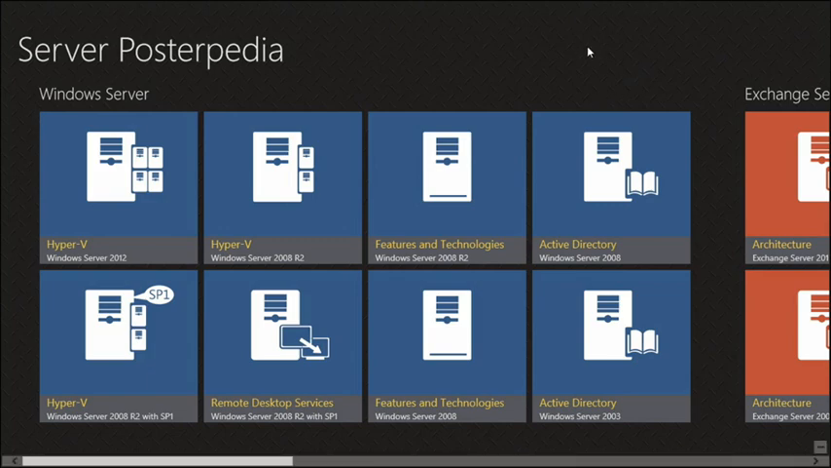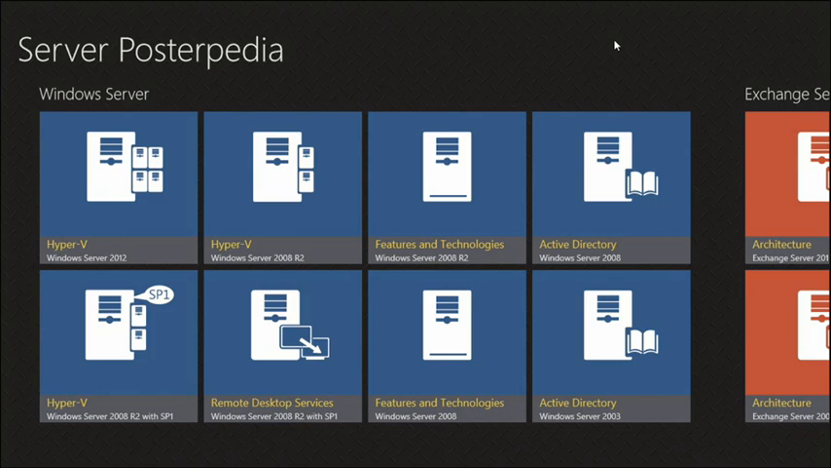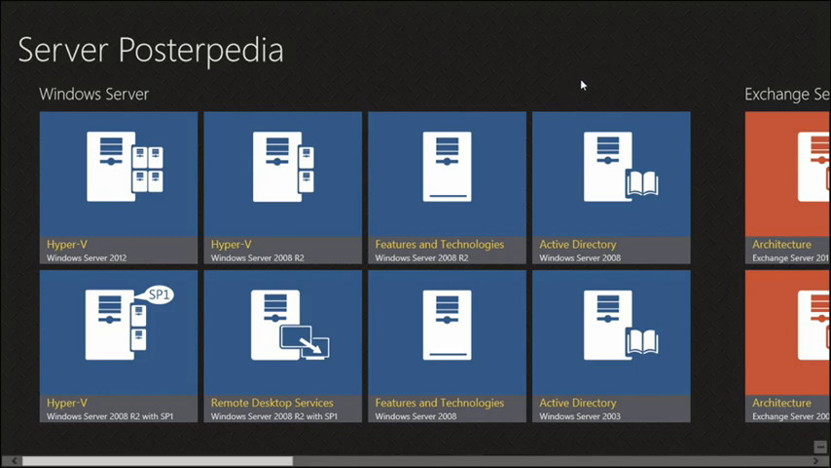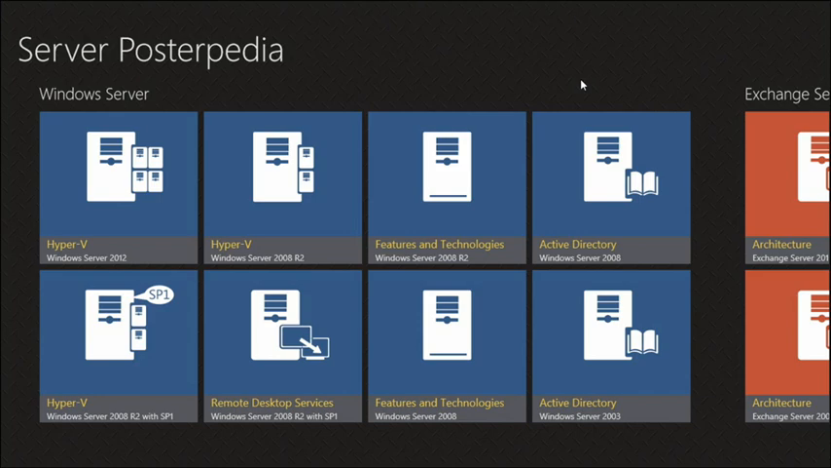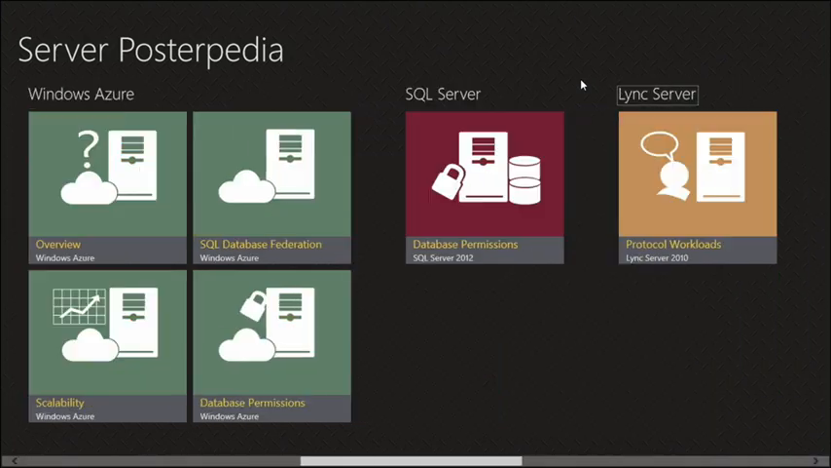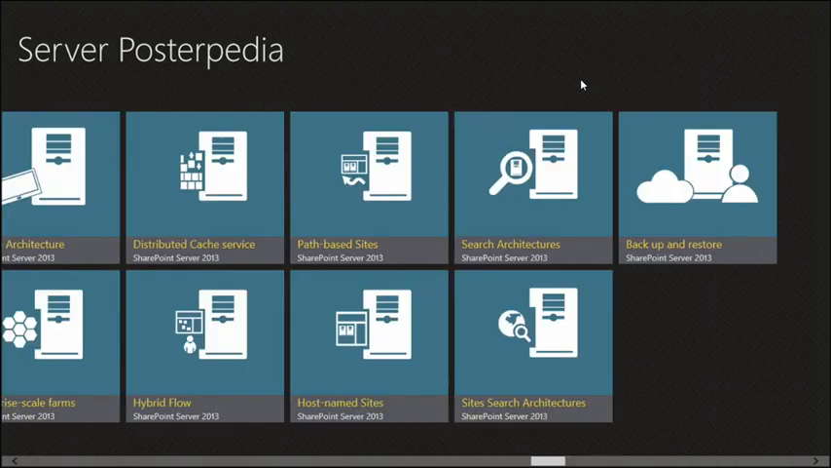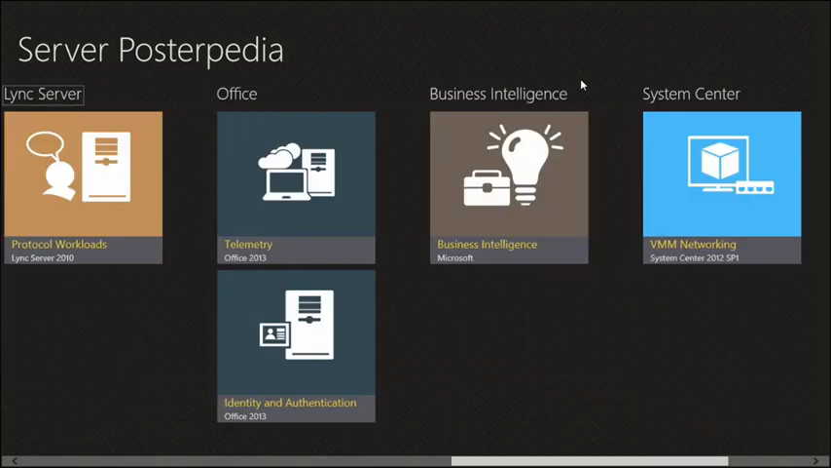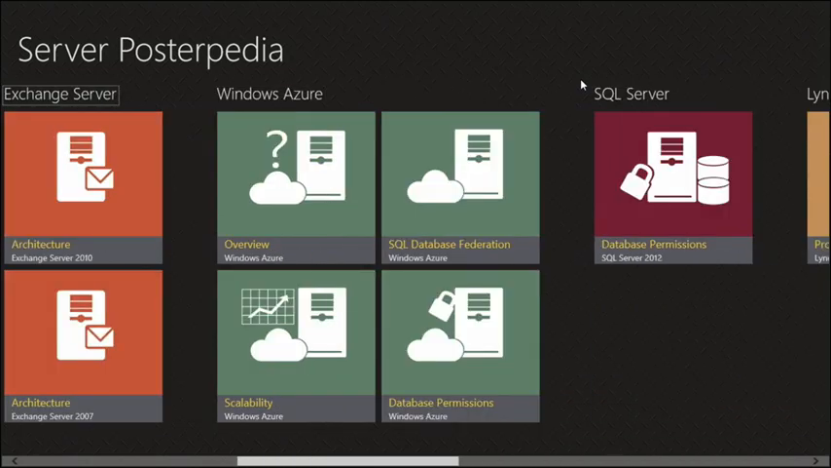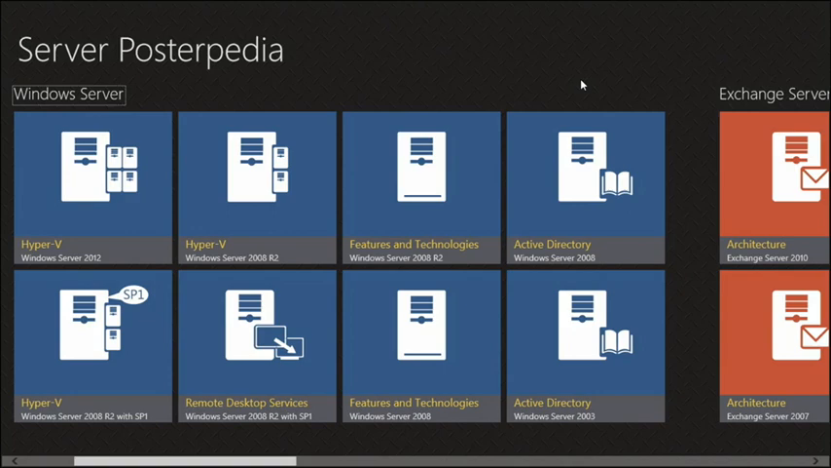So now you can see Server Posterpedia. This is the default view here. What is Server Posterpedia? That's a good question. Server Posterpedia are posters of all the different systems that posters have been created for. It is a Windows 8 utility, so if you go into the Windows 8 store, you can download Server Posterpedia. And why I'm bringing this up is let's go into Remote Desktop Services here.